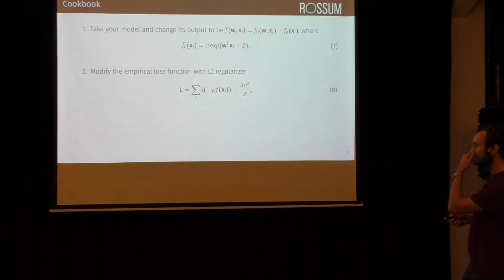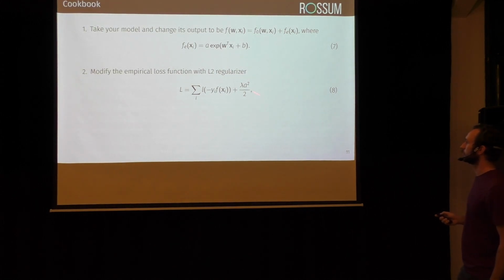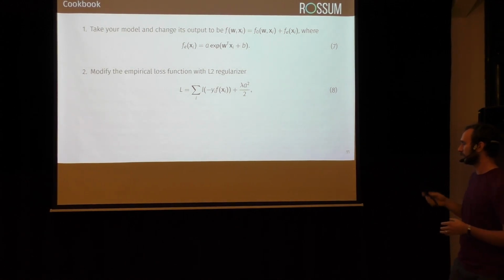So another thing that you need to do to eliminate all the bad local minima is to modify the loss function, the empirical loss function. So you put in your new model. This means F is the sum of two outputs, but then you need to add L2 regularization for the parameter A, for the scaling factor. Without this, it will not work. And I'm going to show it later on.